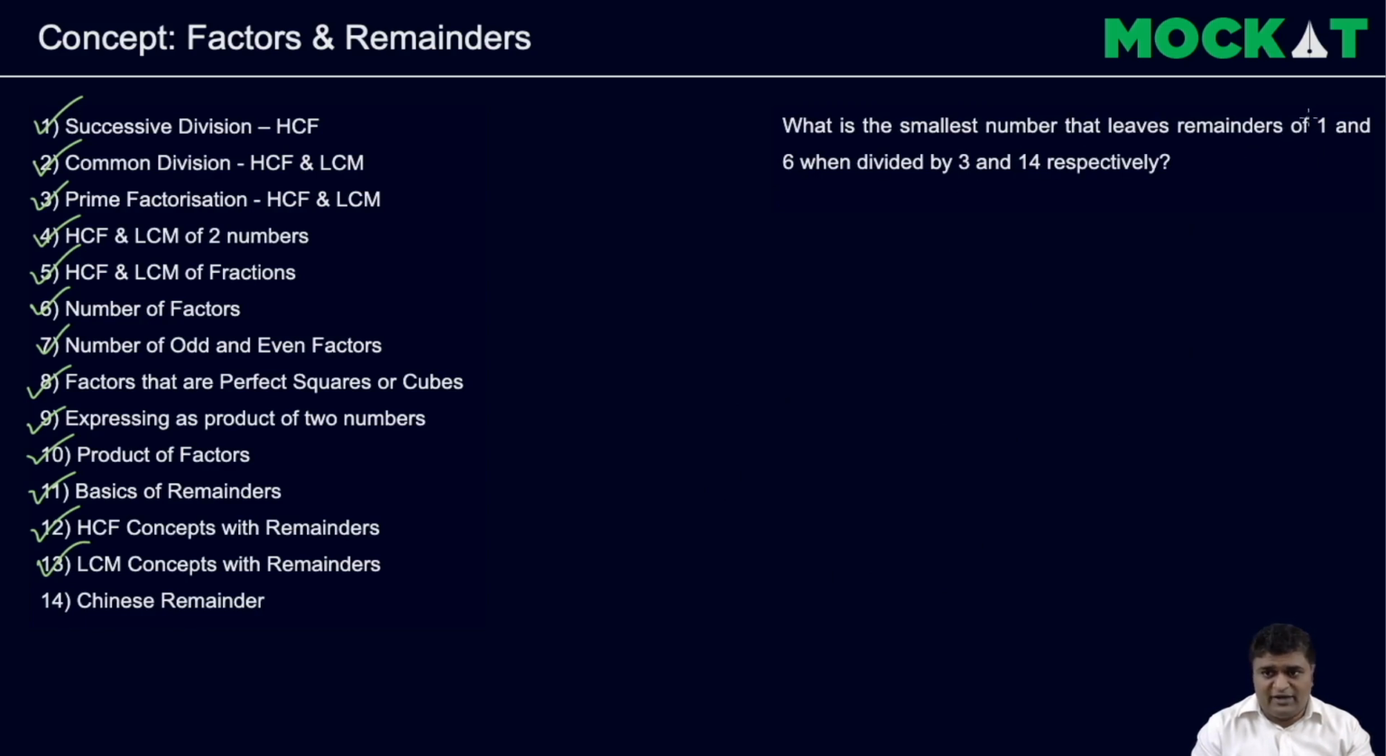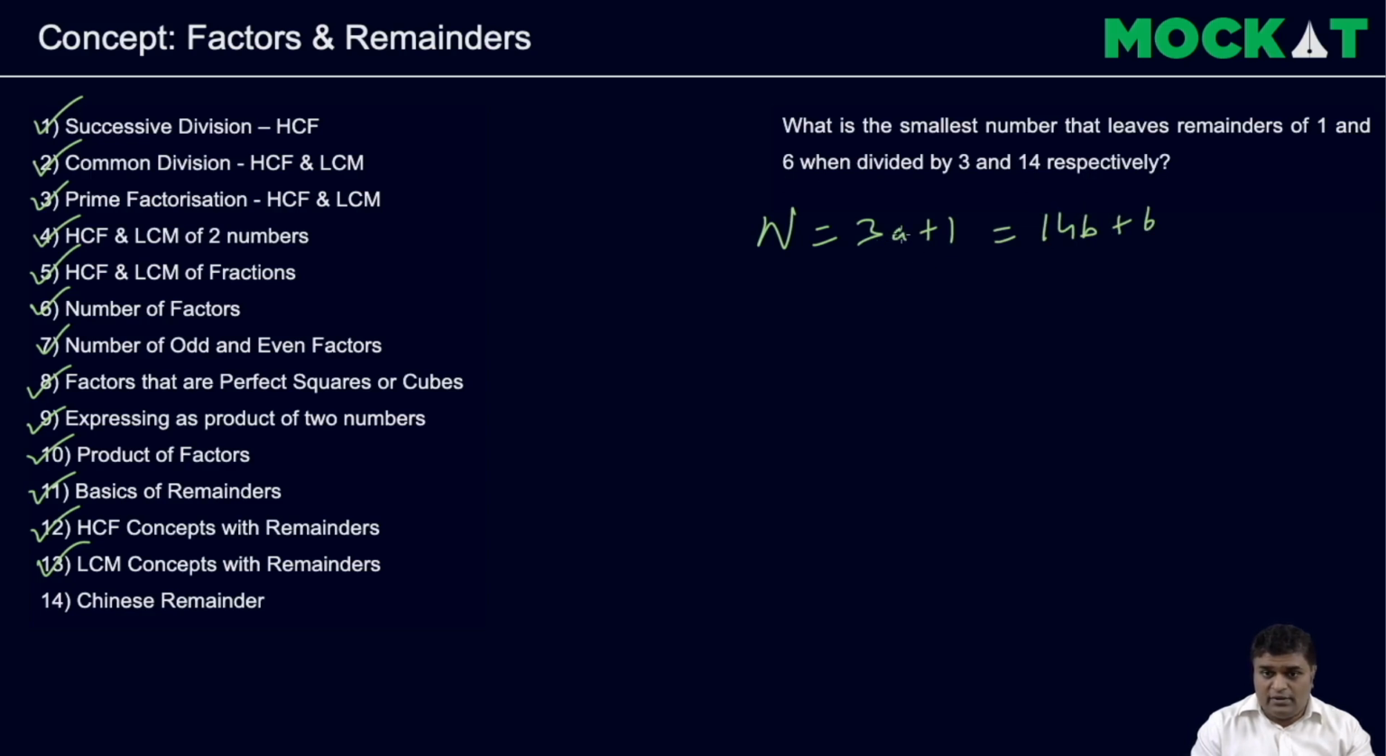Now, the positive remainders are different. The negative remainders are also going to be different, because 1 minus 3 is minus 2 and 6 minus 14 is minus 8. Minus 2 and minus 8 are not the same. So in which case, you'll have to apply Chinese remainder. So n equals the number format you have to write. When divided by 3, remainder is 1, so it's in the 3a plus 1 format. Divided by 14, remainder is 6. It's going to be in the 14b plus 6 format.